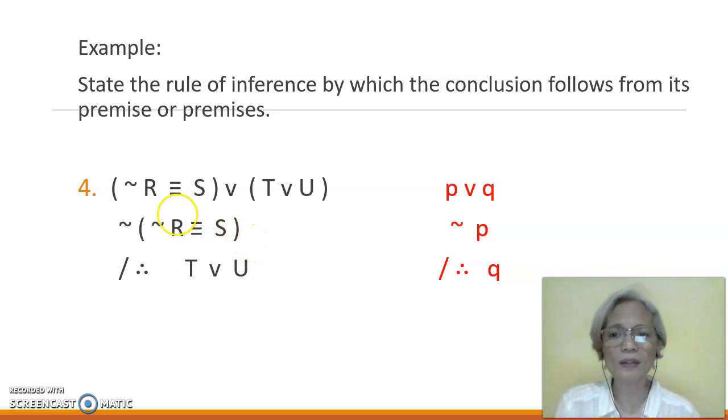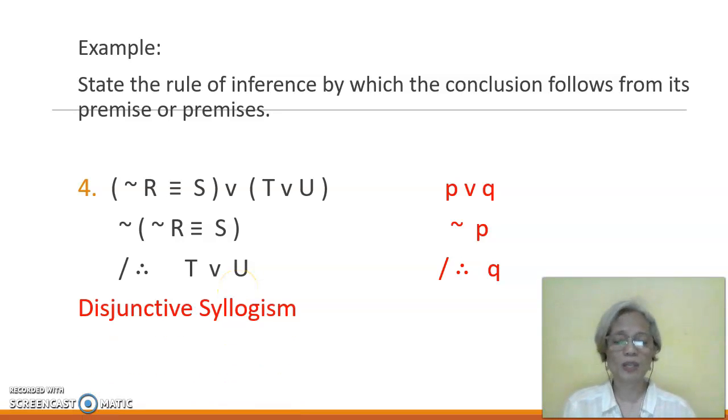Next, we have not R if and only if S, or T or U, and then we have not R if and only if S, and therefore we have T or U. Note that this example takes the form P or Q, and we have not P, so this not R if and only if S is our P, and if we negate that, we have not P. So we have the form P or Q, not P, and therefore Q, where Q is T or U. This is an example of a disjunctive syllogism.